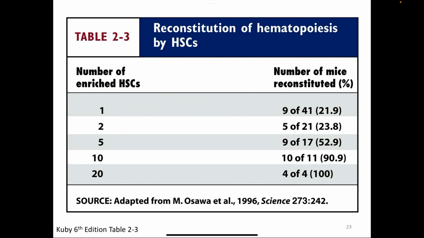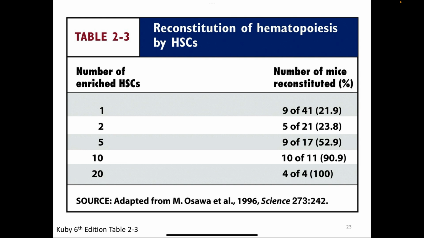And so at one point, they gave mice 20 hematopoietic stem cells. And 100% of the time, that gave them a whole immune system. That's pretty cool. They tried to give them 10. 90% of the time, that worked. They tried 5, 2, and even 1. And you can see that when they just gave them 1 hematopoietic stem cell, 20% of the time, that was enough to grow back an entire immune system. So you only need 1.